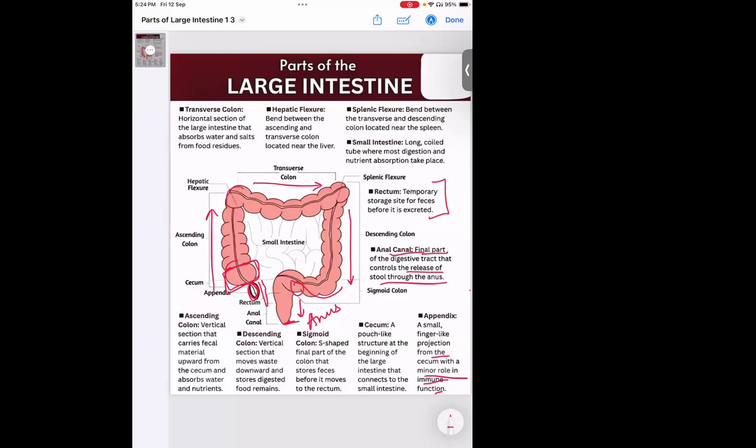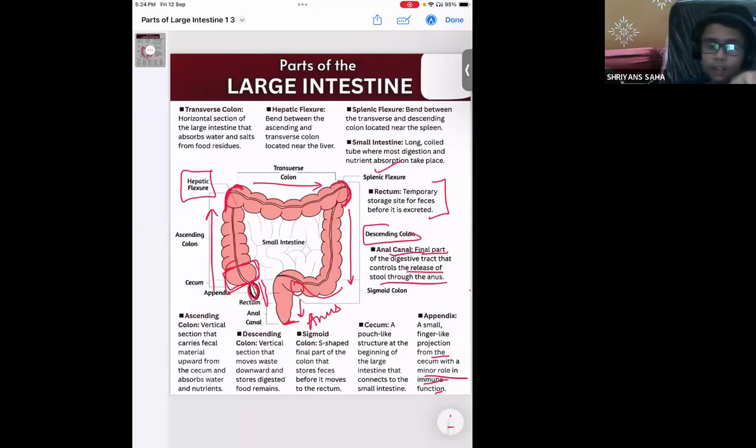The bend which is present between the ascending colon and the transverse colon is called the hepatic flexure. And the bend which is present between the transverse colon and the descending colon is called the splenic flexure. Clear? Ma'am, I have a doubt.